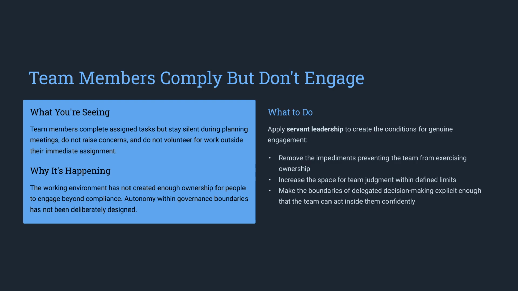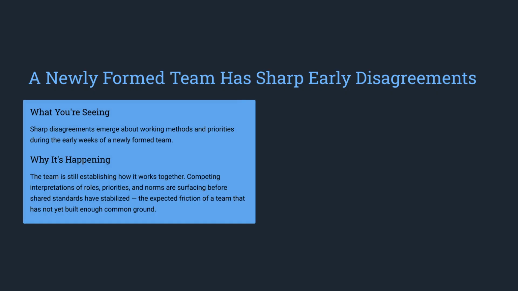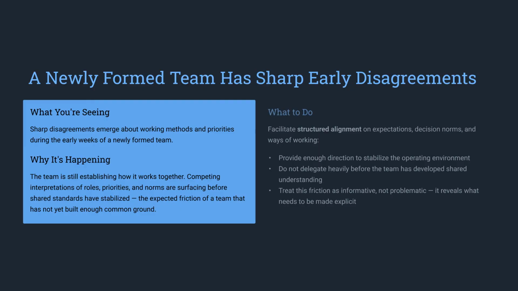If your team members comply but do not engage, they may be waiting for direction instead of taking ownership. Apply servant leadership to remove impediments, create space for judgment, and make delegated decision-making boundaries explicit so they can act confidently. Newly formed teams often have sharp disagreements. This friction is normal as roles and norms are established. Provide enough direction to stabilize the environment and avoid heavy delegation until a shared understanding is reached.